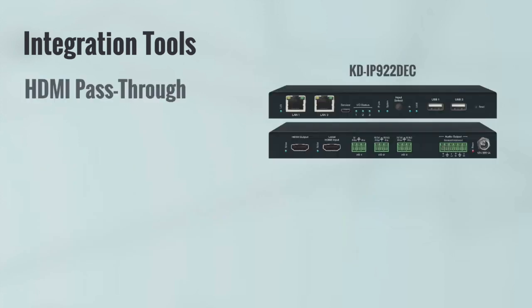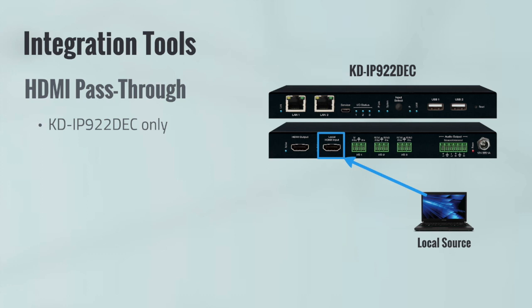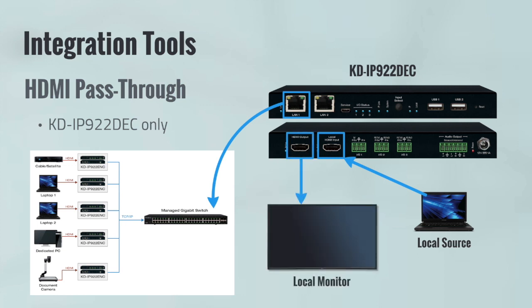On the IP922DEC, which is typically located behind each television, you have a local HDMI input, making it easy to toggle between the networked distributed video system and the local input source, and ideal for localized presentations.